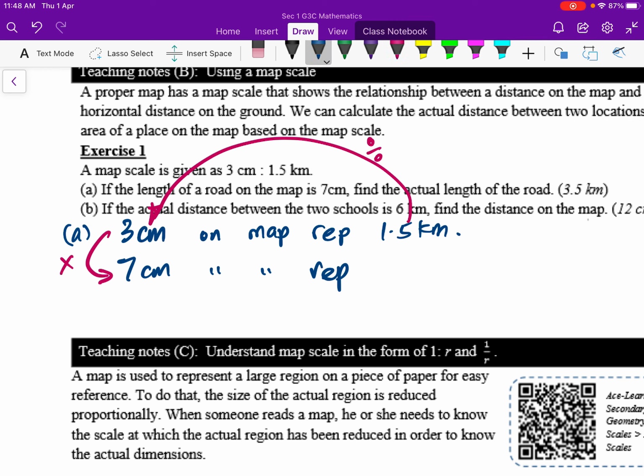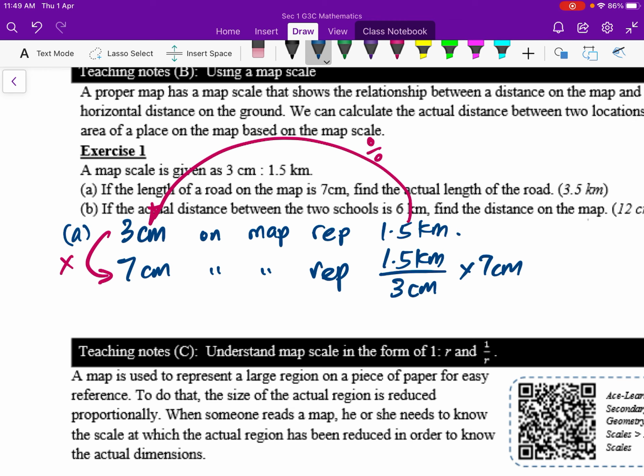I like to use this structure because whenever it's directly proportional, whether it's about cost or conversion of units, all these are directly proportional. So 1.5 km, just include the units, over 3 cm, times 7 cm.